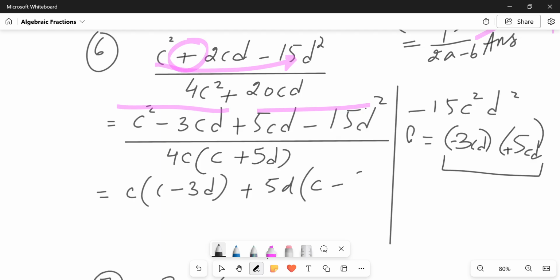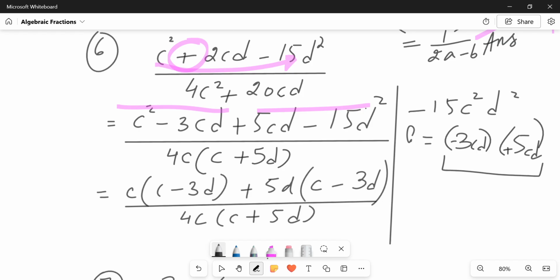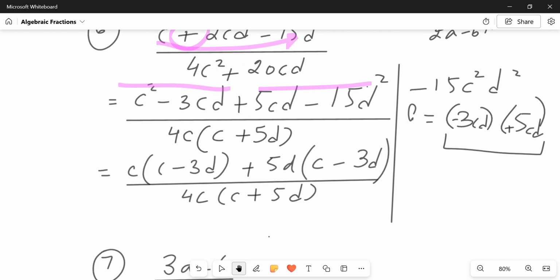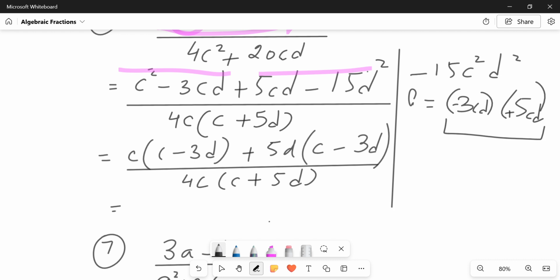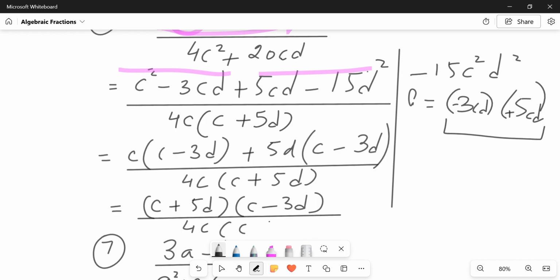C minus 3 and d. See, both the brackets are same. And 4c, c plus 5d. Okay. Now, c plus 5d, c minus 3d over 4c, c plus 5d. Numerator and denominator both are solved.